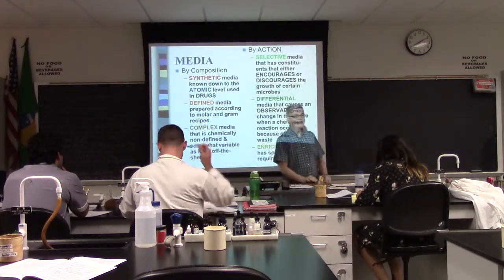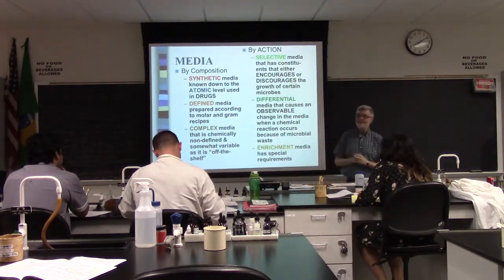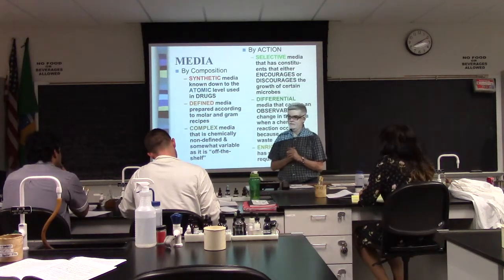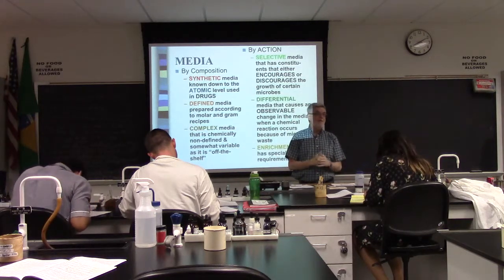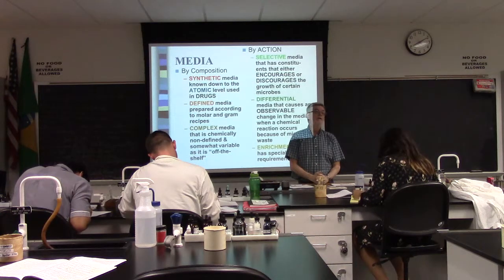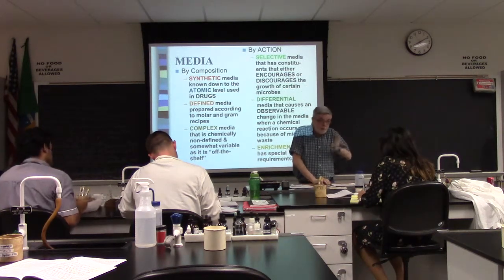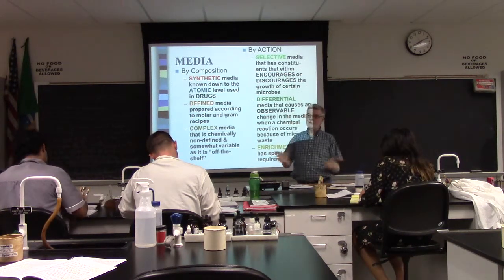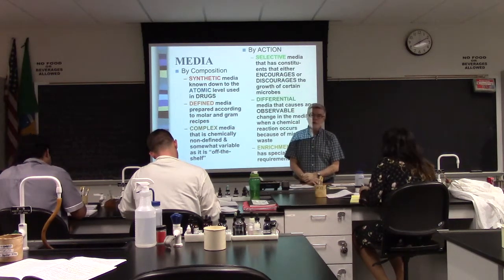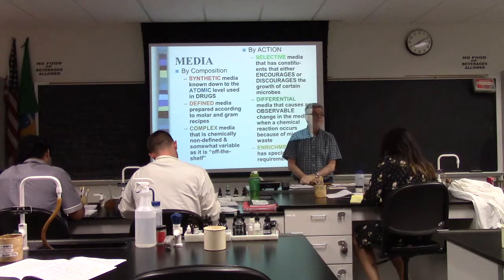Now the next one is complex media, and that is the opposite of what it sounds like. It's off the shelf. In other words, we have oatmeal agar. Guess what that is? Get some oatmeal, cook the hell out of it, boil it, boil it, boil it, strain off the solids, and pour it into an agar. Voila, oatmeal agar. Beef broth, get a cow, kill it, cook it, boil the hell out of it, strain off the bones and stuff, pour the liquid out, voila, beef broth.